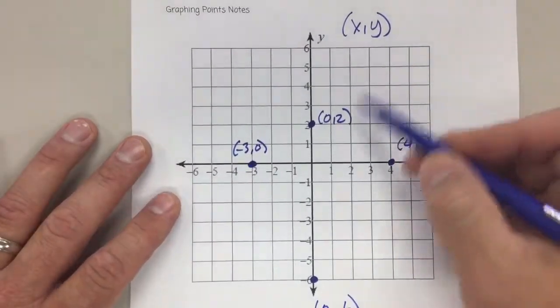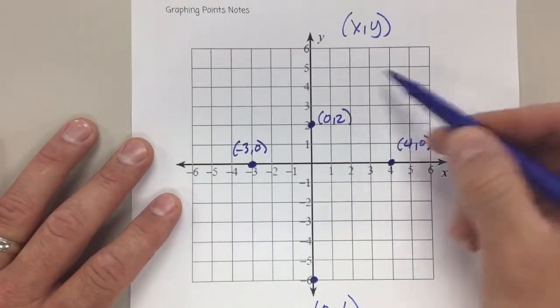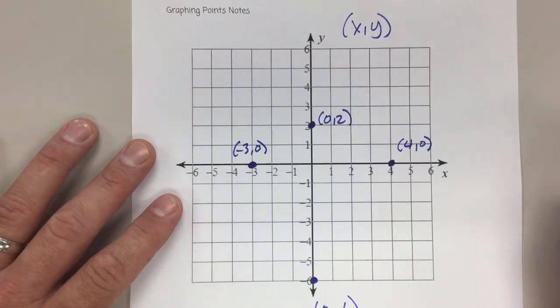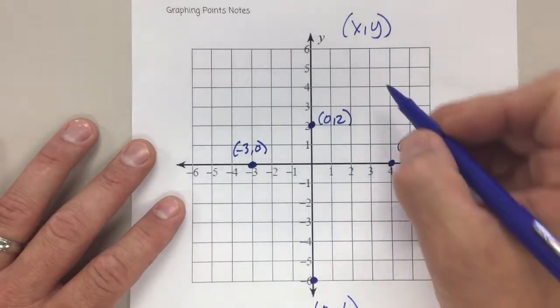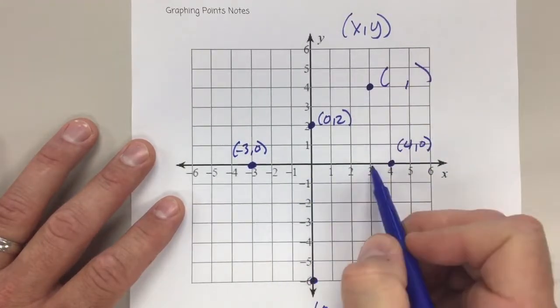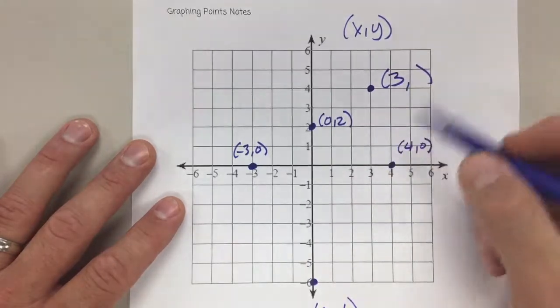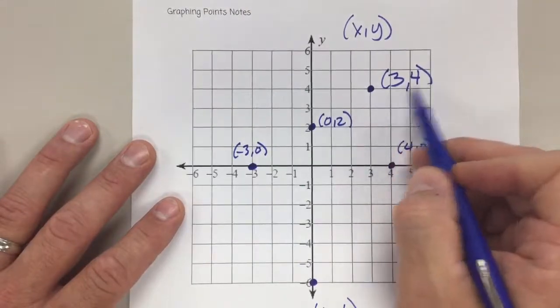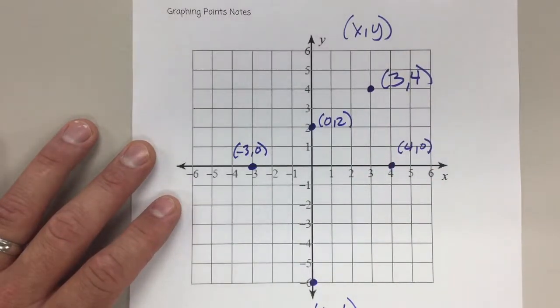Now, this is called the first quadrant, and what makes the first quadrant special is that the x and the y of all the points are both positive. So if I wanted to graph this point right here, I would go 3 in the x direction, and then 4 in the y direction. All points in this quadrant will have two positive numbers.